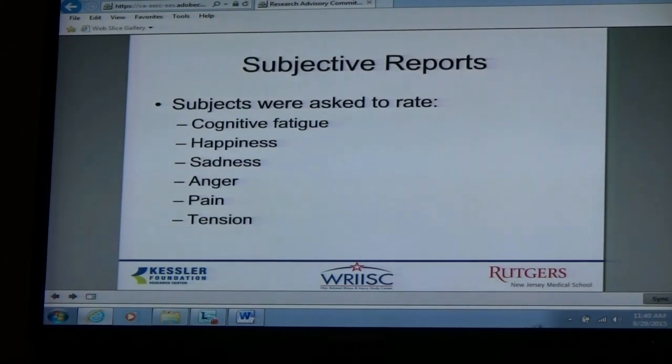Okay. We asked about fatigue before and after each of these blocks. But we didn't want to be too transparent about what we were doing. So we also asked about happiness, sadness, anger, pain, and tension. And those were all randomly varied in terms of the order we asked those in every time we asked them.